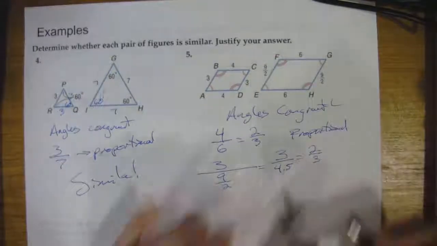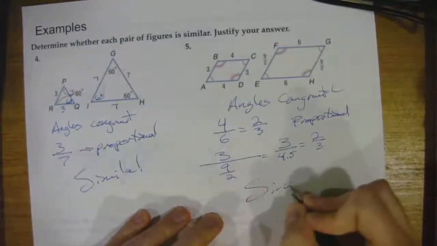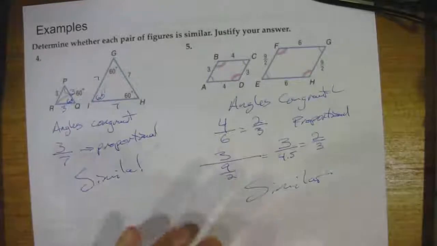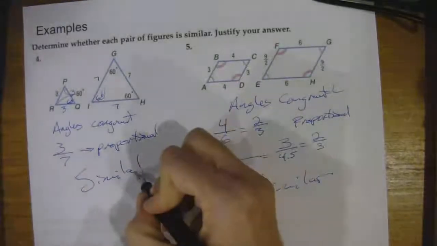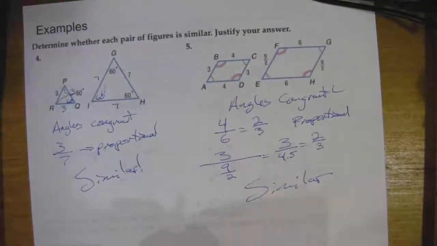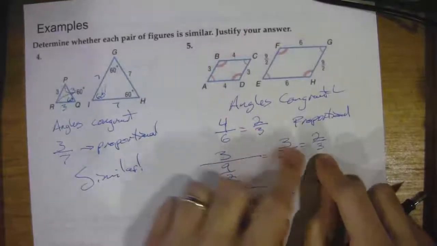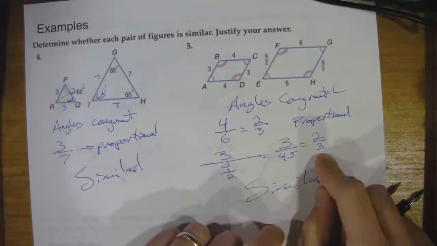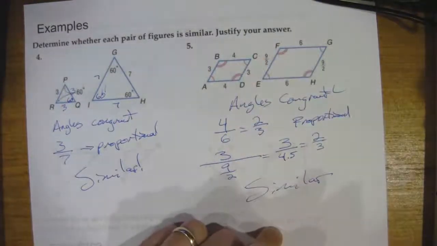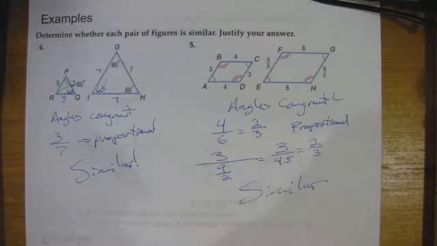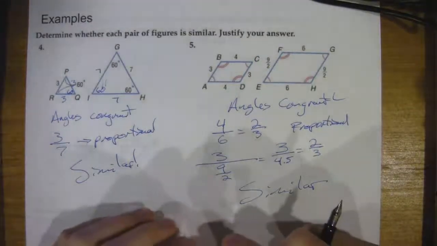So we're proportional, angles are congruent. Excellent. We have similar figures. Now, obviously, if we didn't get our scale factors working out the same, or if we did have angles that were mismatched, then we would have a situation that's not similar, and we'd be okay with that too. We don't really care one way or the other, just so long as we know.